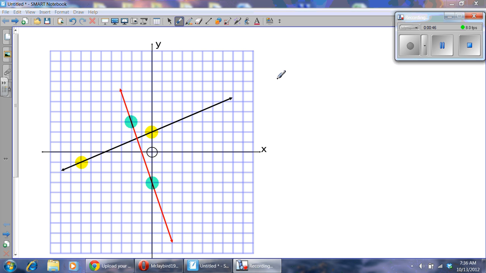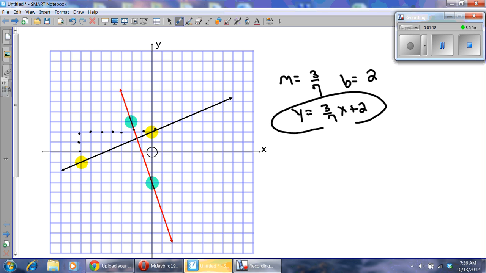So here we go, the black one. The black one has a slope of, let me see here, up 1, 2, 3, and then right 1, 2, 3, 4, 5, 6, 7. So the slope of the black line is 3/7. Y-intercept is 2. And so therefore the equation is y equals 3/7 x plus 2. And there we go.